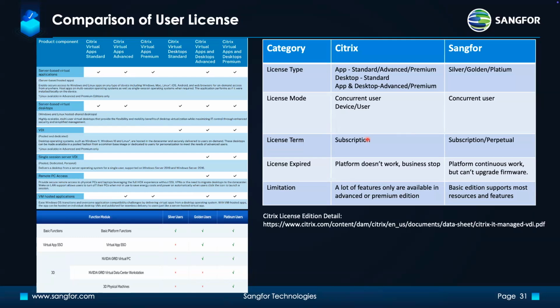Now with Sangfor, we have both the options, subscription and perpetual. Yes, we do have perpetual as well. So for those customers who want to go with perpetual, they have the option within Sangfor now. When the licenses expire in Citrix, the platform does not work. So the access cannot be provided and the business will stop, right? In Sangfor, what happens if the licenses expire?